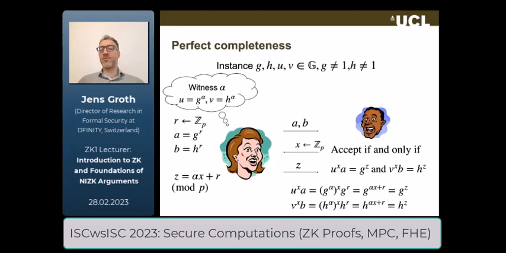And exactly the same for the second verification check. So that shows we have perfect completeness in this protocol. An honest prover will always convince an honest verifier.